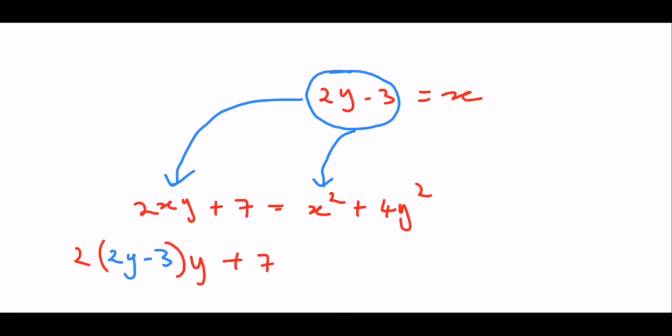Right, it's plus 7 times, okay, put in brackets, the 2y minus 3, because that's our x, 2y minus 3. And this is equal to, nope, sorry, not equal to, sorry. And this plus 4y squared. Okay, cool.